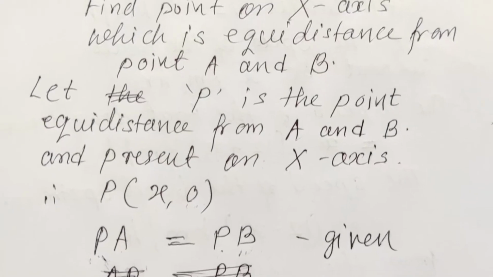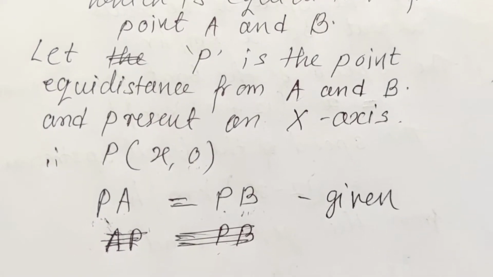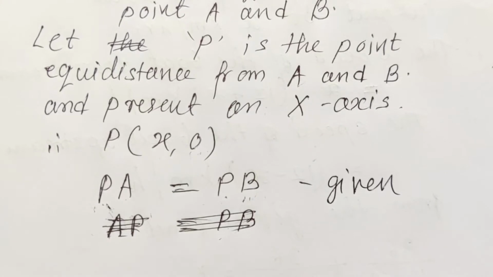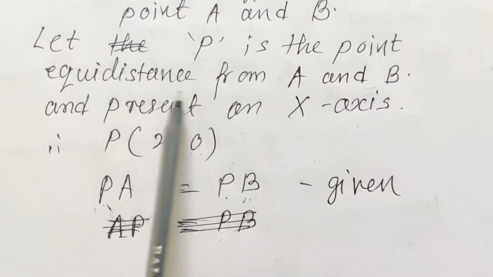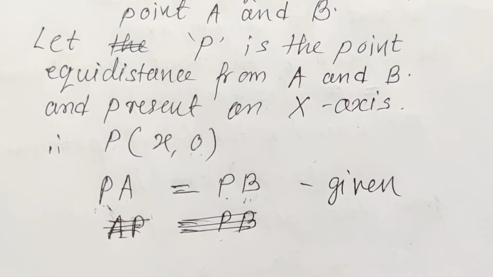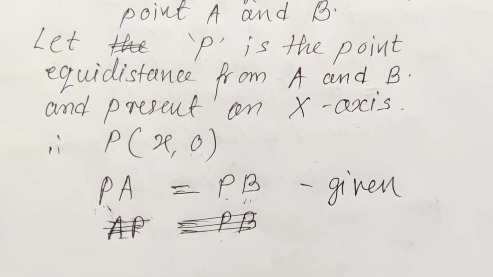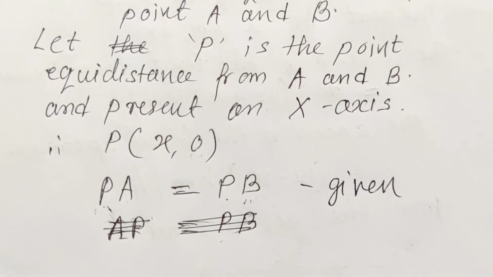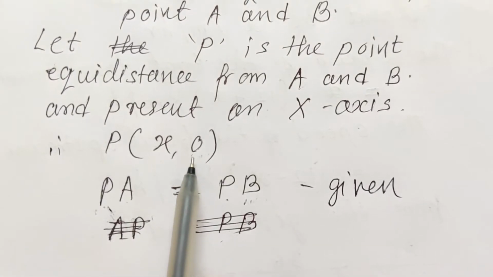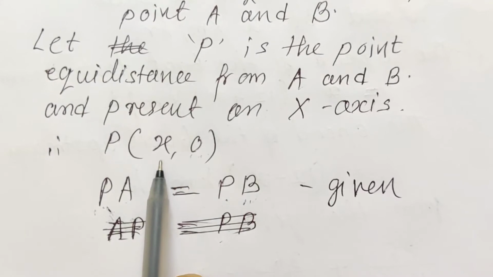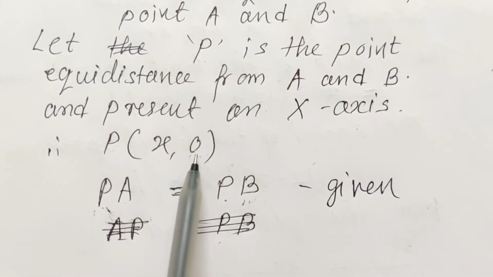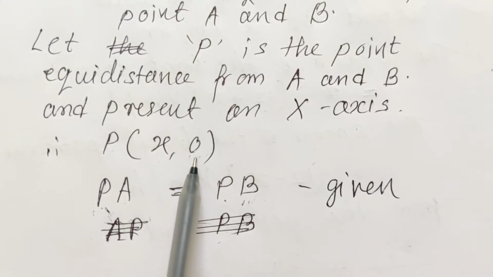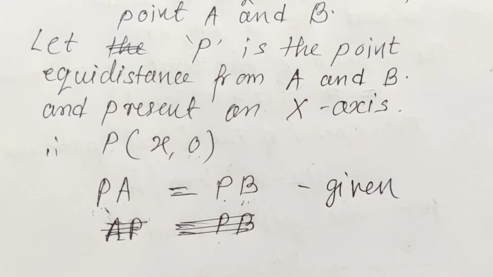We don't know which is the point equidistant from A and B, so we'll consider a point. Let P be the point equidistant from A and B, and that point P is present on the x-axis. It is present on the x-axis, so its y coordinate is 0 and the x coordinate we consider x.